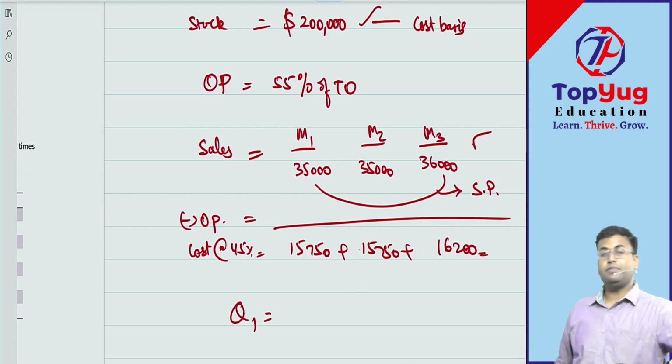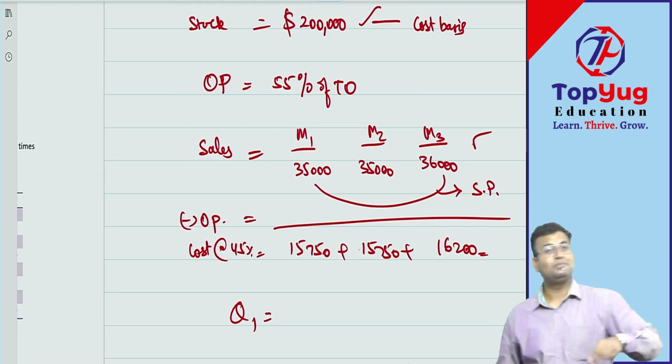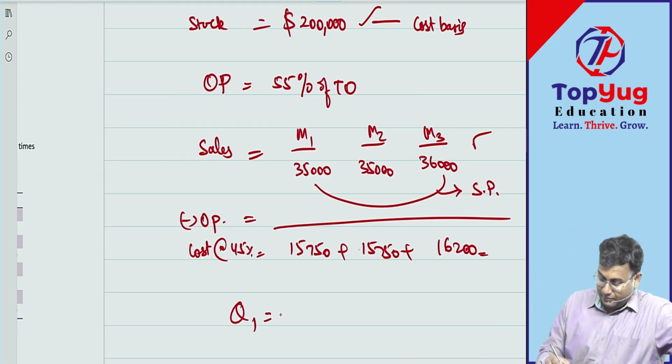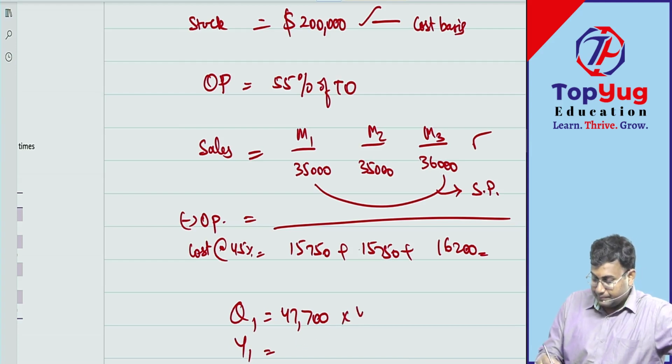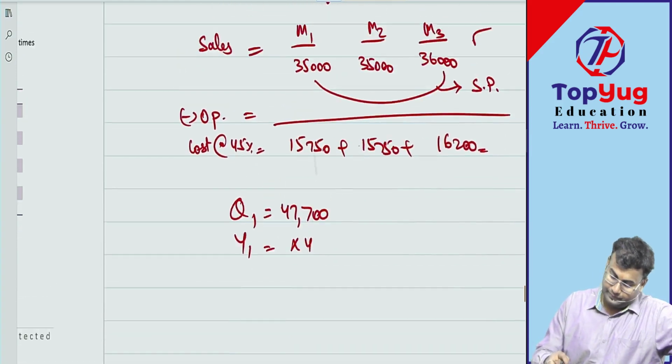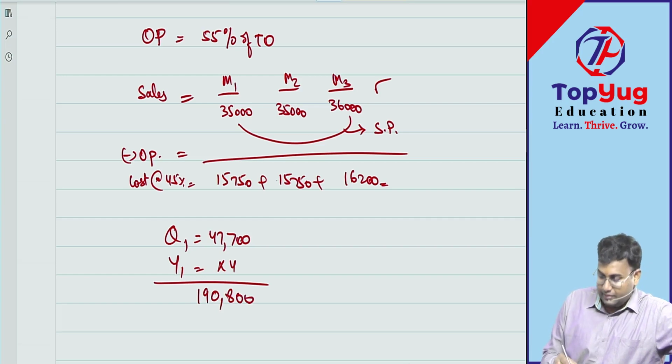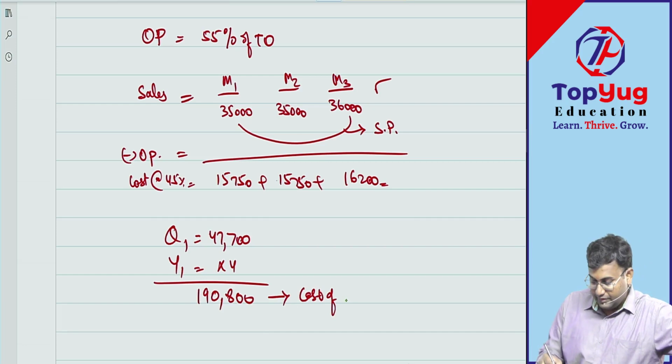So this is for, please add it, we'll get 1 quarter revenue. A quarter consists of 3 months. 47,000, right? This is 1 quarter revenue. 1 year revenue would be into 4. 1 lakh. Yes, this is cost of goods sold.